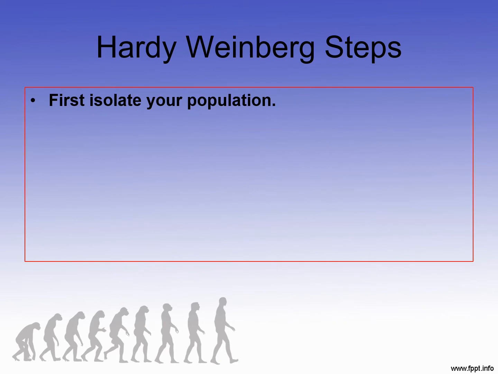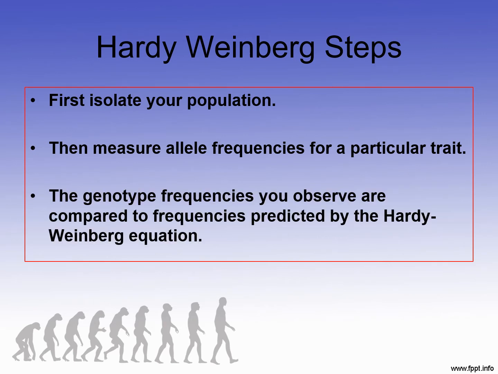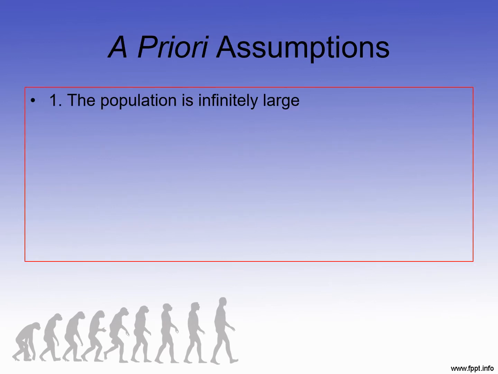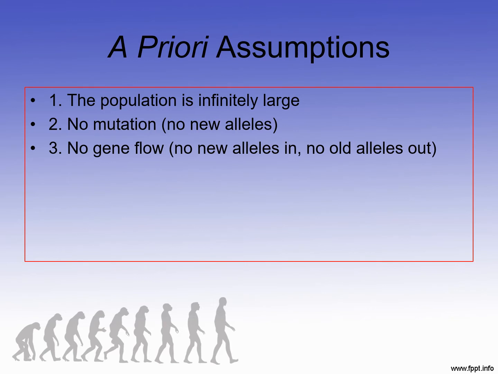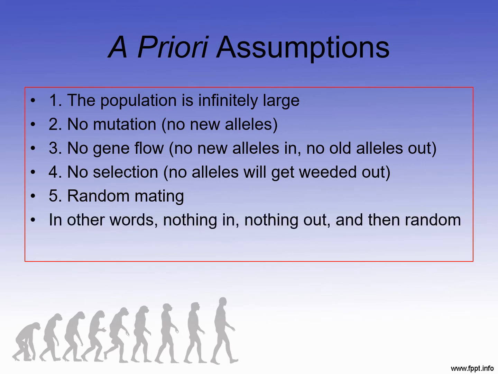So if we look at the steps of the equation, first you isolate your population, then you measure the allele frequencies for a particular trait. And then the genotype frequencies you observed are compared to the frequencies predicted by the equation. There are a few a priori assumptions. One, that your population is infinitely large. Two, that there are no mutations, meaning there are no new alleles from one generation to the next. There's no gene flow, no new alleles in, no old alleles out. No selection, so no alleles are getting weeded out from one generation to the next, and that there is random mating in the population. So in other words, nothing in, nothing out, and then random shuffling.